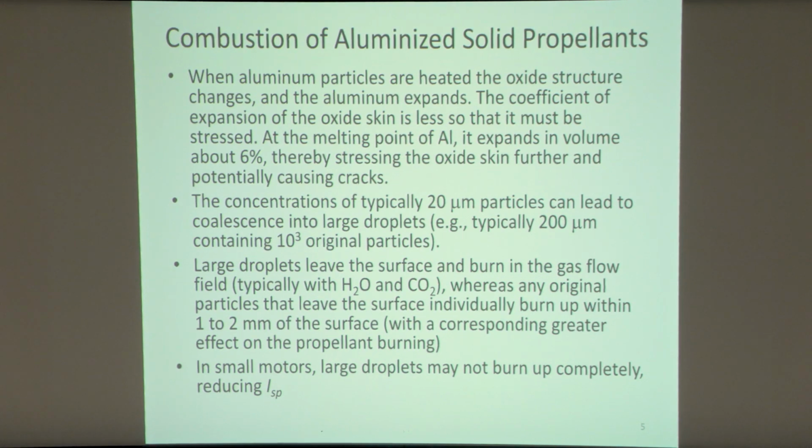Large droplets leave the surface and burn in the gas flow field, typically with the water and CO2, whereas any original particles that leave the surface individually burn up within 1 to 2 millimeters of the surface, with a corresponding greater effect on the propellant burning. So how are the particles affecting it? Well, obviously, the radiative heat transfer back, because the flame temperature, remember, of aluminum is very high. It could be close to 3,800 Kelvin, which is much higher than the gas is going to be. In small motors, large droplets may not burn up completely, reducing the specific impulse.